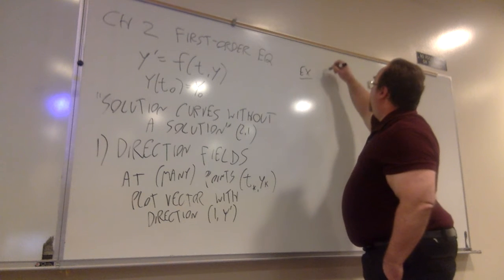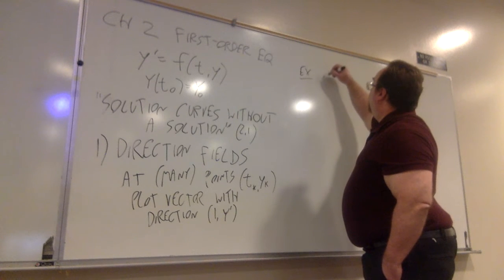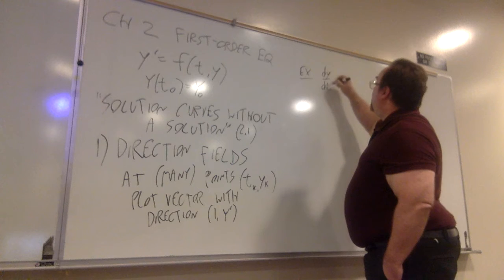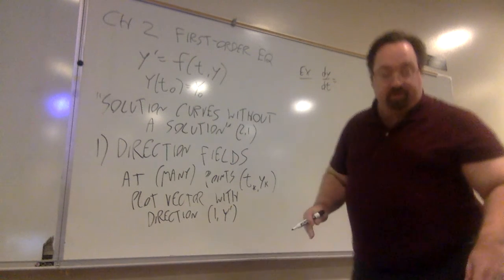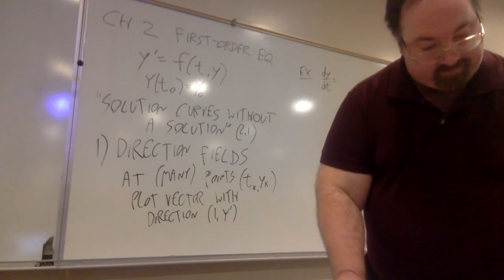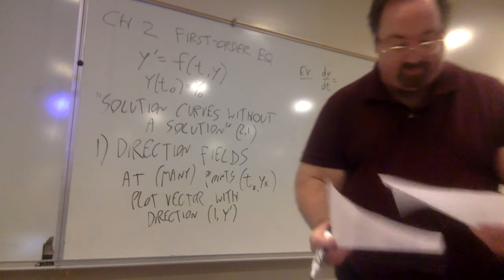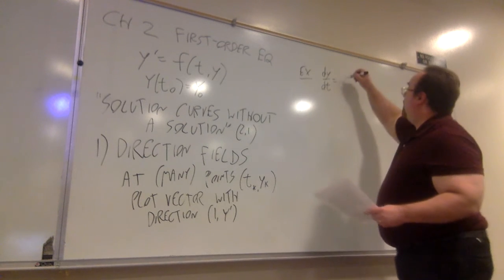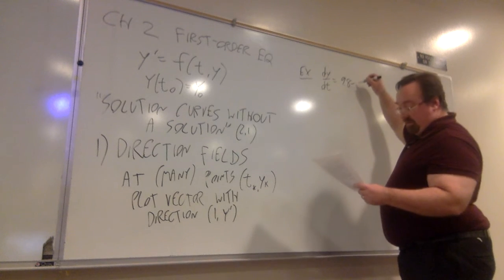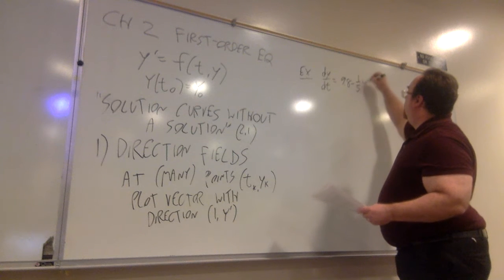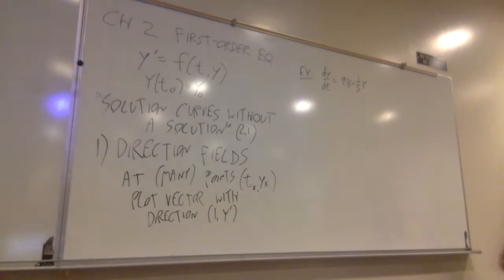So I'll do an example. Let's see. So dy/dt is equal to 9.8 minus 1/5 y. Now, really y would represent velocity, 9.8 is the gravity constant. But since I'm talking about the ty plane, I'm just going to use t and y no matter what the variables actually mean.